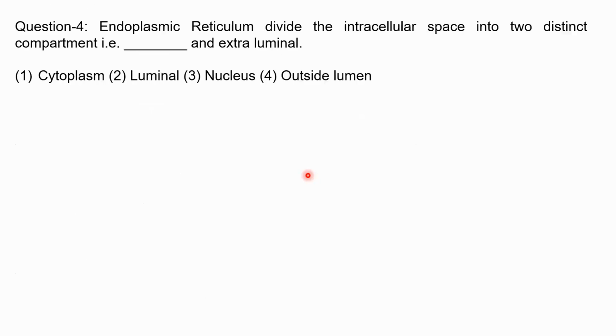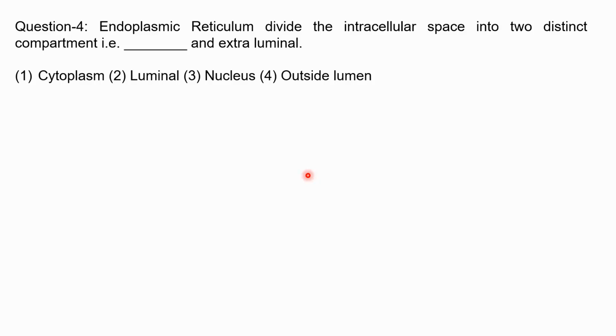Next question is, endoplasmic reticulum divides the intracellular space into two distinct compartments. So we know, as we studied, that endoplasmic reticulum divides the intracellular space into two distinct compartments. One is the space within the endoplasmic reticulum, and the second is the space outside the endoplasmic reticulum.